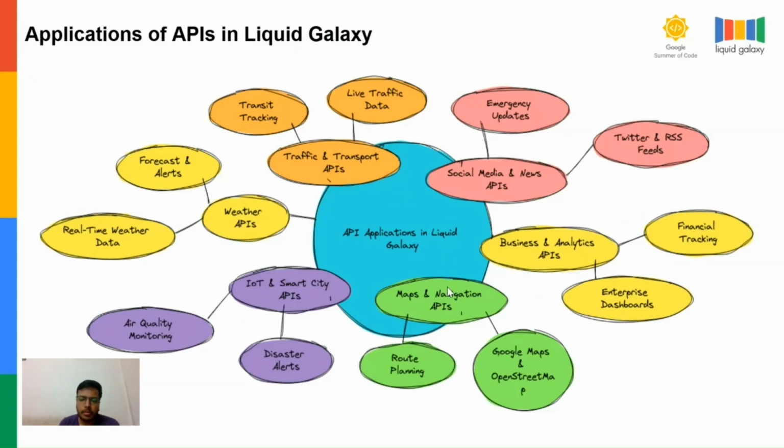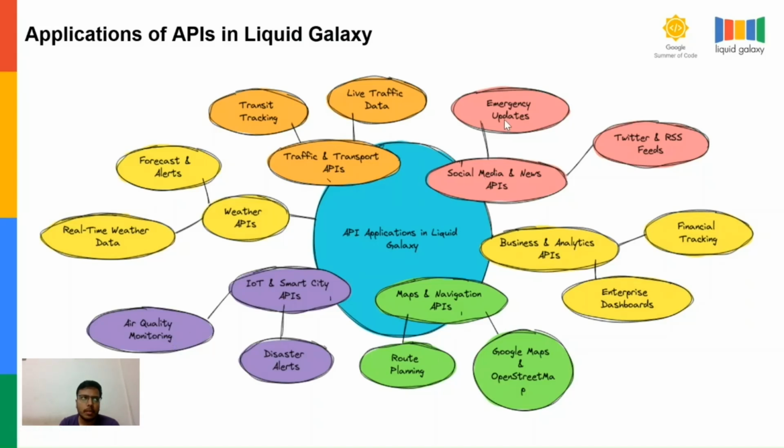First of all, in maps and navigation APIs, we can do route planning. We can integrate Google Maps or OpenStreetMap using their APIs. We can also do street views in Google Maps by using the Street View APIs and other systems as well. The next things are IoT and smart city APIs. We can build smart city dashboards, disaster alerts, air quality monitoring systems, and so on.